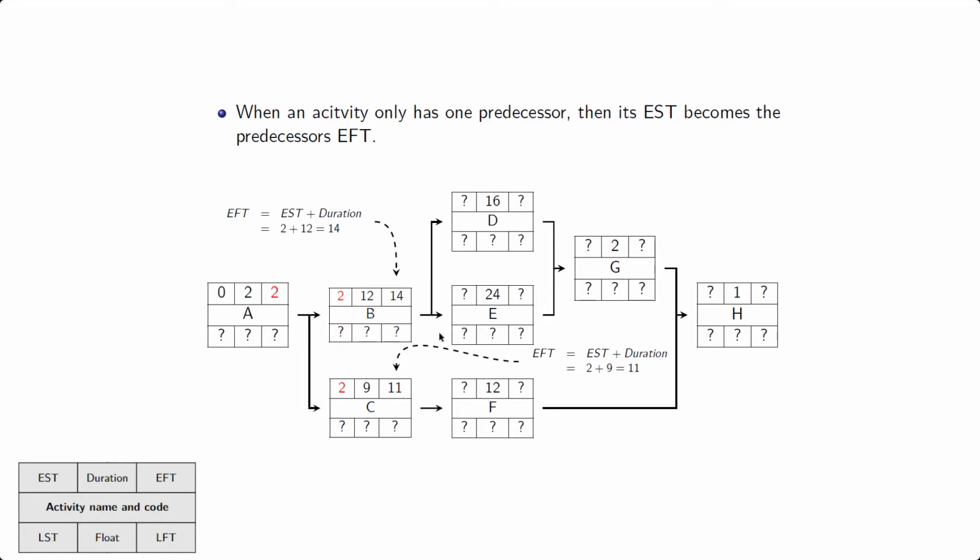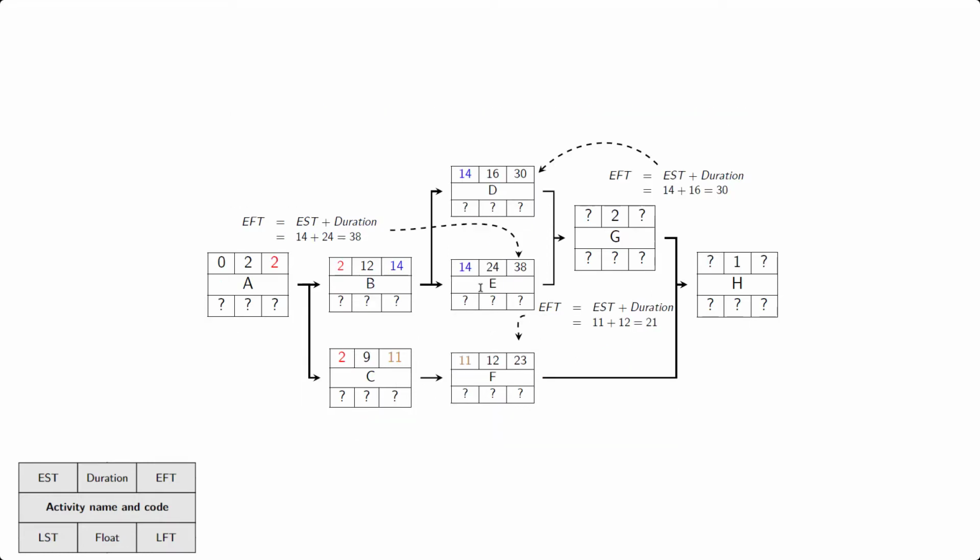We're going to move on to activities D, E, and F. It's the same story really. F has only one immediate predecessor, activity C. So we copy-paste the top right corner, the earliest finishing time, to become the top left corner of F, which is the earliest starting time. And 11 plus 12 is equal to the earliest finishing time, which is 23. Up here, D and E are the same story. Both of them have only one immediate predecessor, namely B. So this 14 gets copy-pasted over. And 14 plus a duration of 16 yields an earliest finishing time of 30 for activity D. Similarly for activity E, 14 plus 24 is 38.